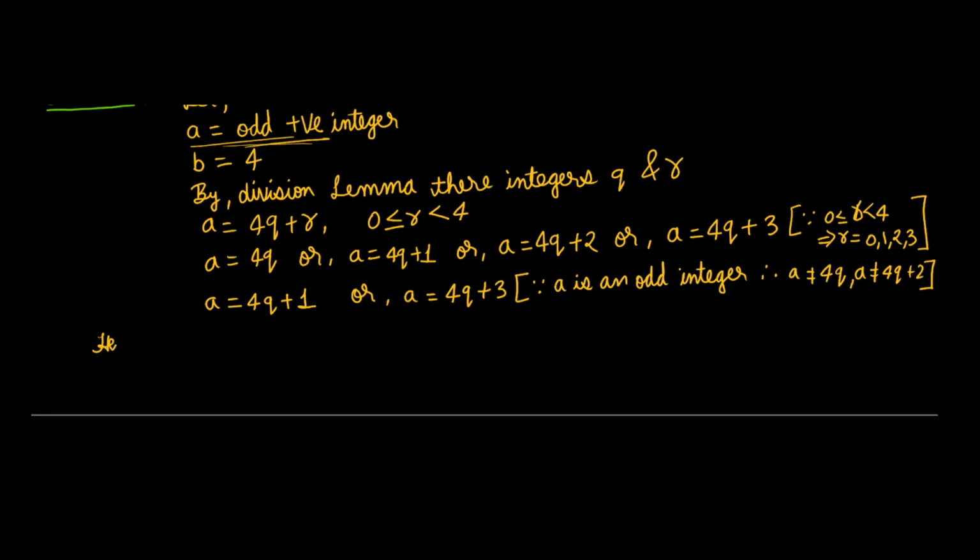Hence any odd integer is of the form 4q plus 1 or 4q plus 3.